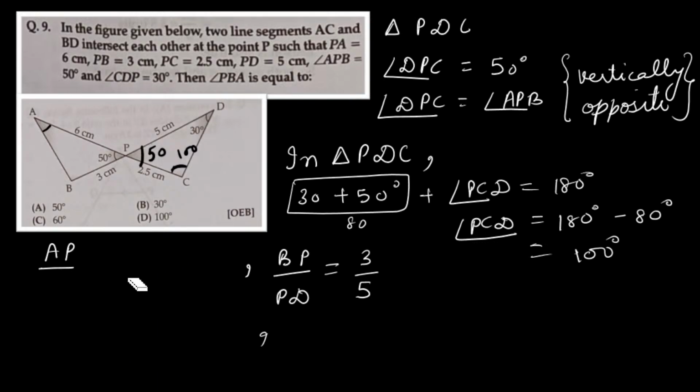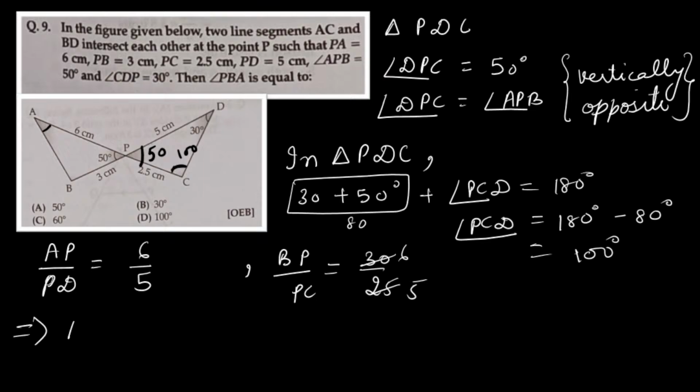So AP's corresponding side I am taking as PD. AP is 6, PD is 5. BP's corresponding side I am using as PC. BP's value is 3 by 2.5. If I remove the decimal, it will be 30 by 25, and with cancellation, 6 by 5. So I got AP by PD is equal to BP by PC, which is equal to 6 by 5.